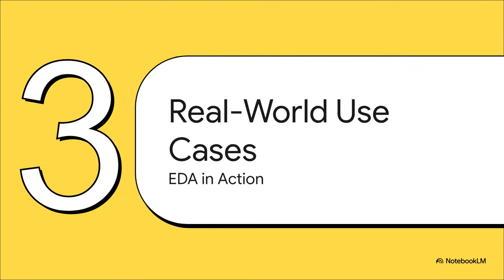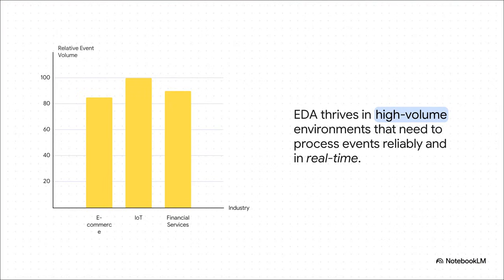This all sounds great in theory, but where do we actually see this architecture in the wild? Well, the answer is pretty much everywhere. This architecture absolutely thrives in high-volume situations, just like the ones you see here. E-commerce platforms, massive networks of IoT sensors, financial trading systems, they all generate a crazy number of events every second that have to be processed reliably and in real time.